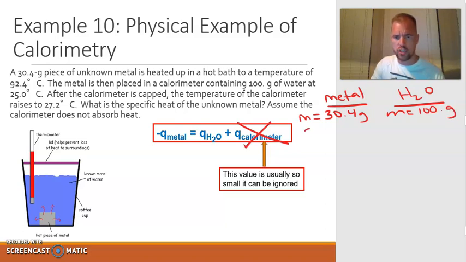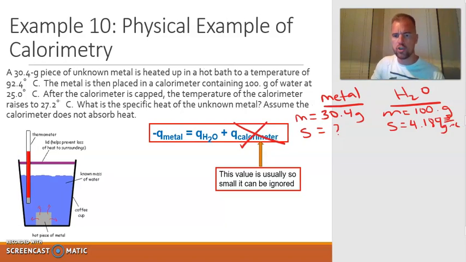All right, do we know the specific heat for the metal? No, that's actually what we're solving for. But do we know the specific heat of water? Well, remember, it doesn't tell us, but we should know what that one is. It's 4.184 joules per gram degrees Celsius.